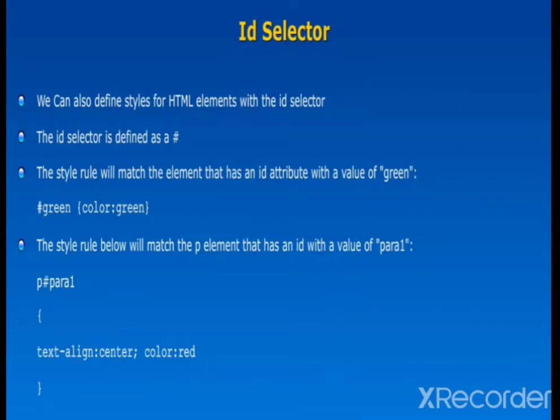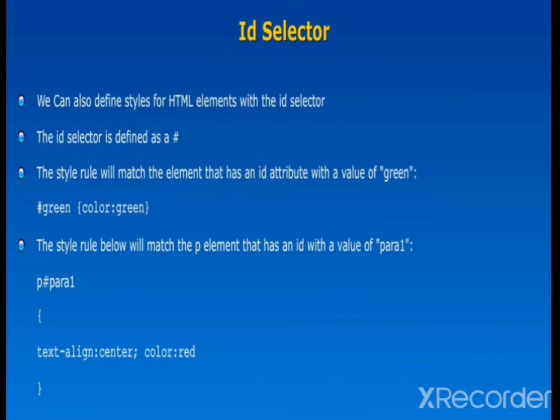there are some selectors like ID selector, class selector, and element selectors. In these selectors, ID selector is the main selector. We can also define styles for HTML elements with the ID selector. The ID selector is defined with a hash. Hash is the symbol which is used to represent the ID selector. The style rule will match the element that has an ID attribute with a value of green.